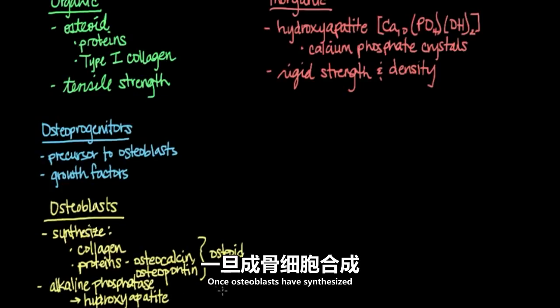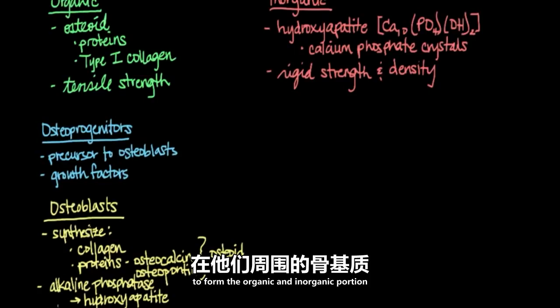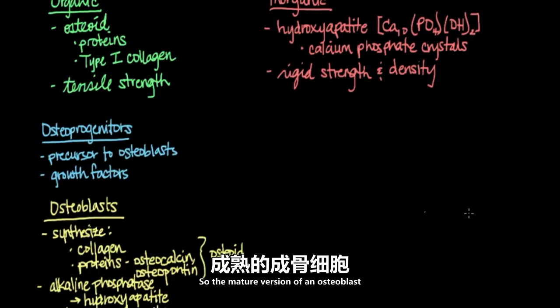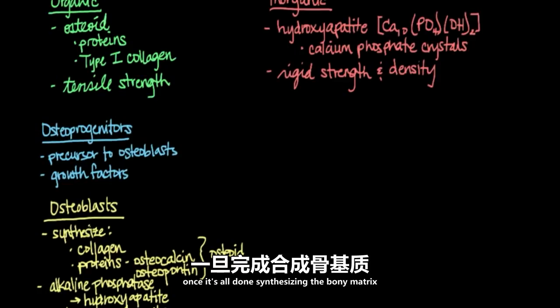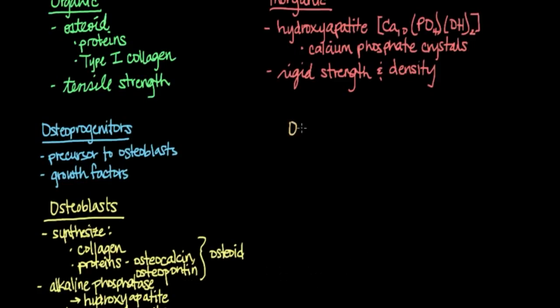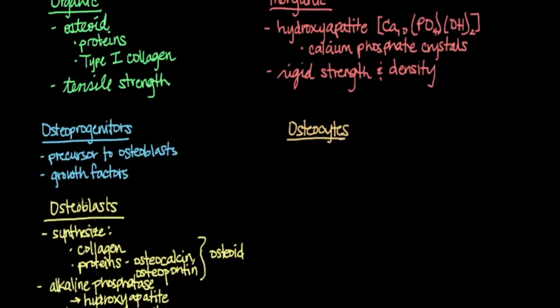which is the enzyme that is responsible for forming hydroxyapatite, or the mineral portion of bone. Once osteoblasts have synthesized enough collagen and proteins and alkaline phosphatase to form the organic and inorganic portion of the bony matrix around them, and they're finally surrounded by all of this, they mature into the osteocyte. So the mature version of an osteoblast, once it's all done synthesizing the bony matrix, becomes an osteocyte. So that brings us to osteocytes.